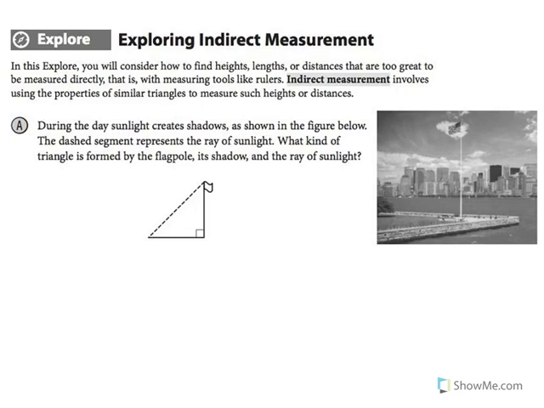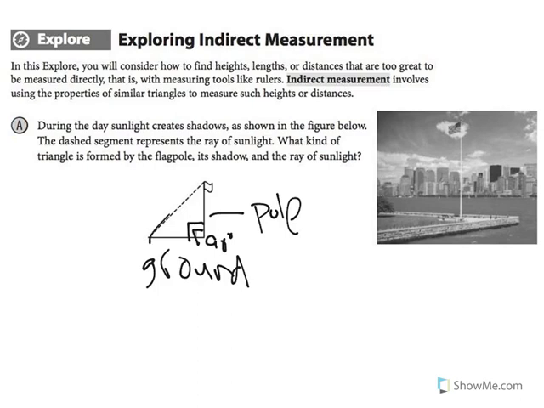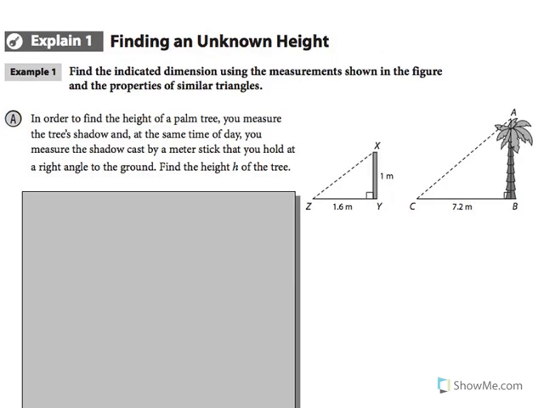What kind of triangle is formed by the flagpole, its shadow, and the ray of sunlight? Well, when we talk about a flagpole, we always assume that it's perpendicular to the ground. So think of this as the ground, and that's the flagpole. Right, and the angle will always be a right angle, 90 degrees. So this is the sunlight, and this is the shadow. Okay, so then let's use that example to find our indirect measurement.